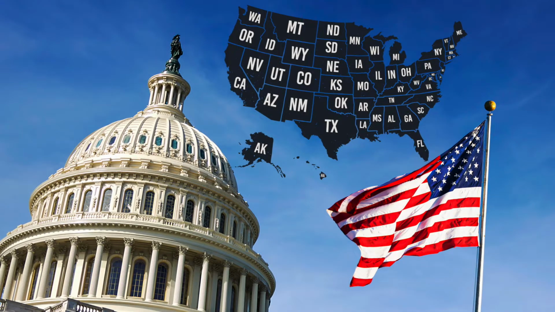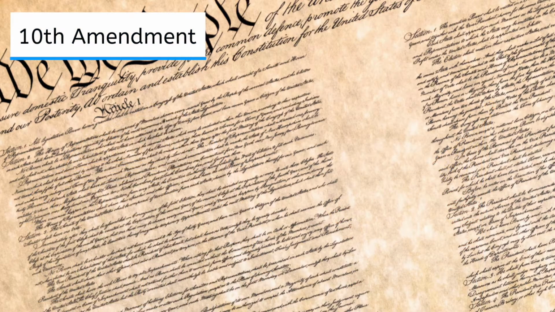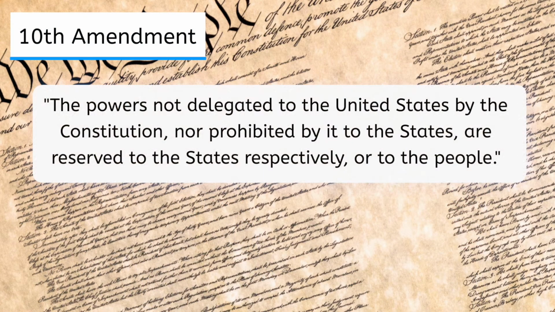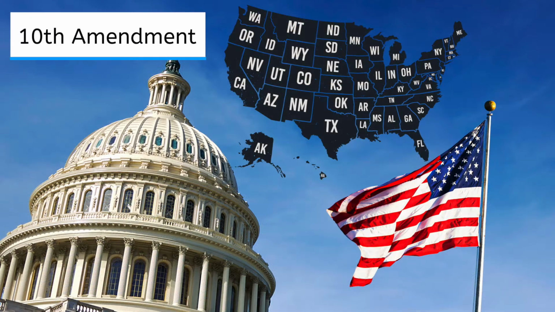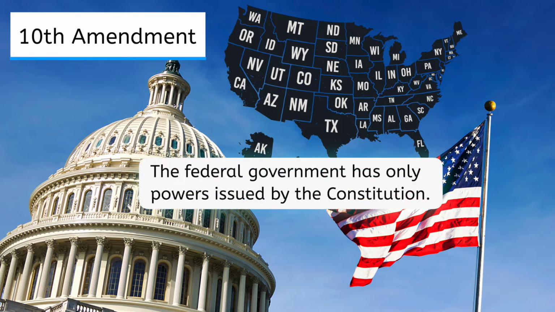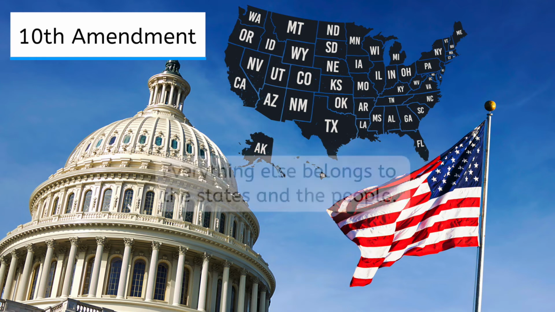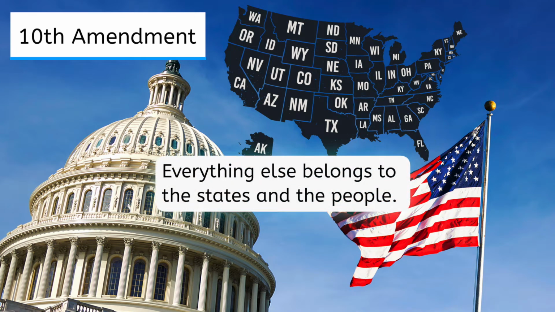Have you ever wondered how power is divided between the federal government and the 50 states? Wonder no more. The 10th Amendment says that powers not delegated to the U.S. government by the Constitution are reserved to the states and the people. It also prevents the federal government from assuming powers not outlined in the document. Simplified, this clarifies a division of power between the U.S. and state governments. The federal government has only powers issued by the Constitution. Everything else belongs to the states and the people.